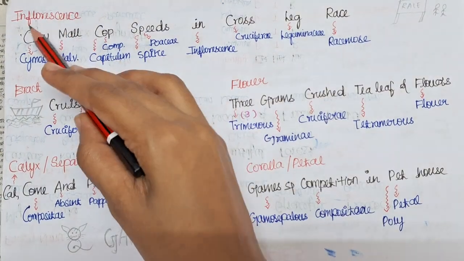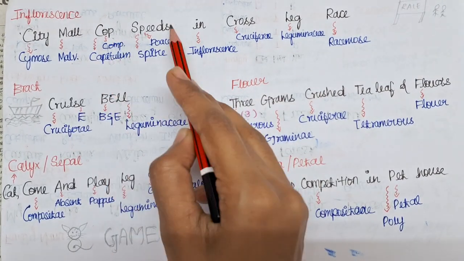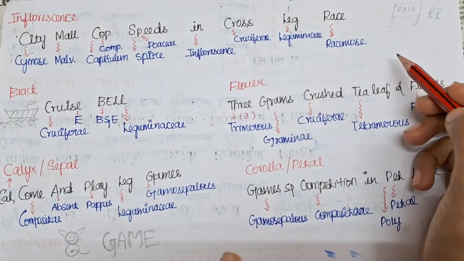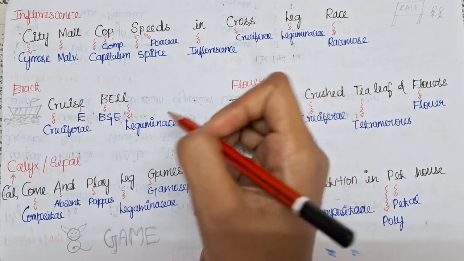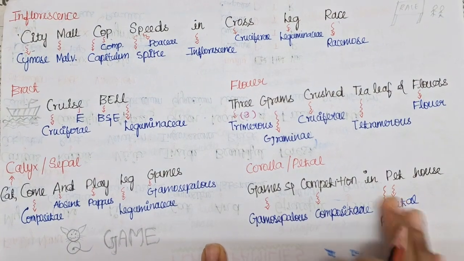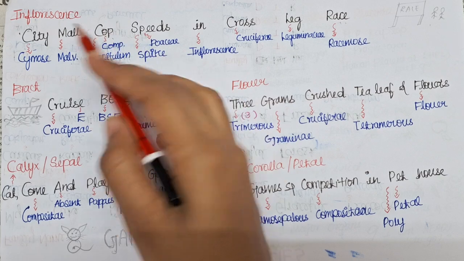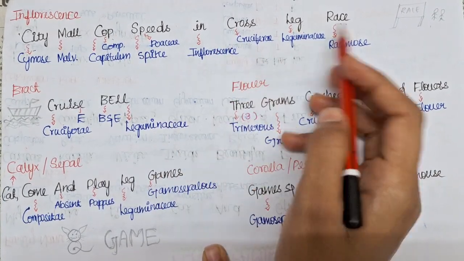Now we will be seeing the next short trick for inflorescence. City mall cop speeds in cross-leg race. Okay, there is one mall inside the city, so you all will be visiting the mall. There is a cop in that mall who will be safeguarding everyone. He speeds in a cross-leg race. There is a race in which the city mall cop is participating.